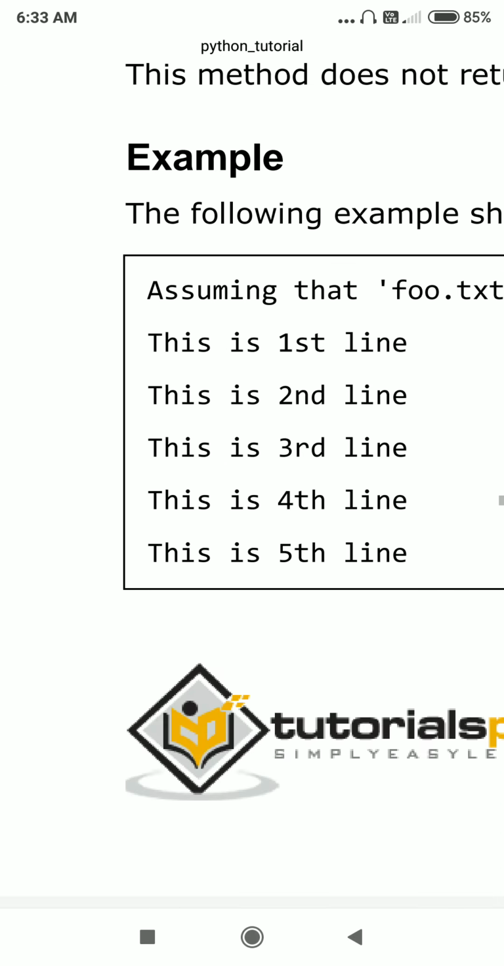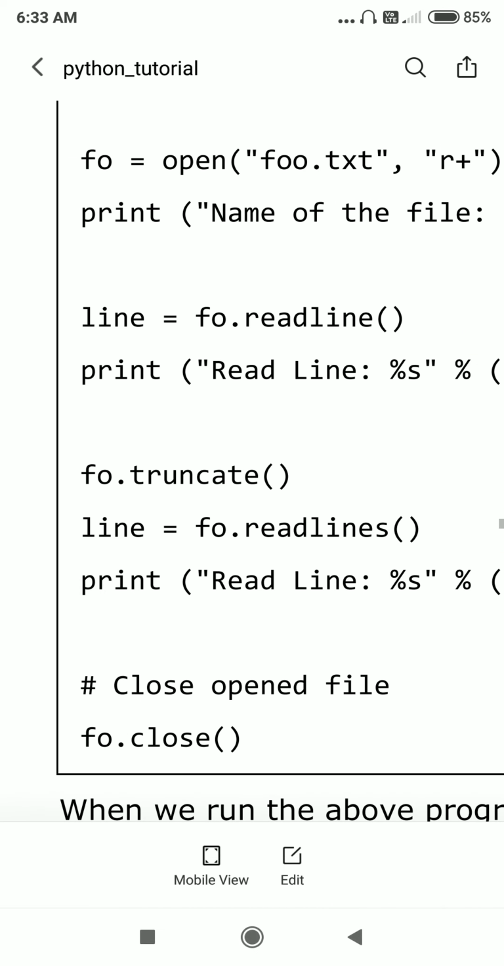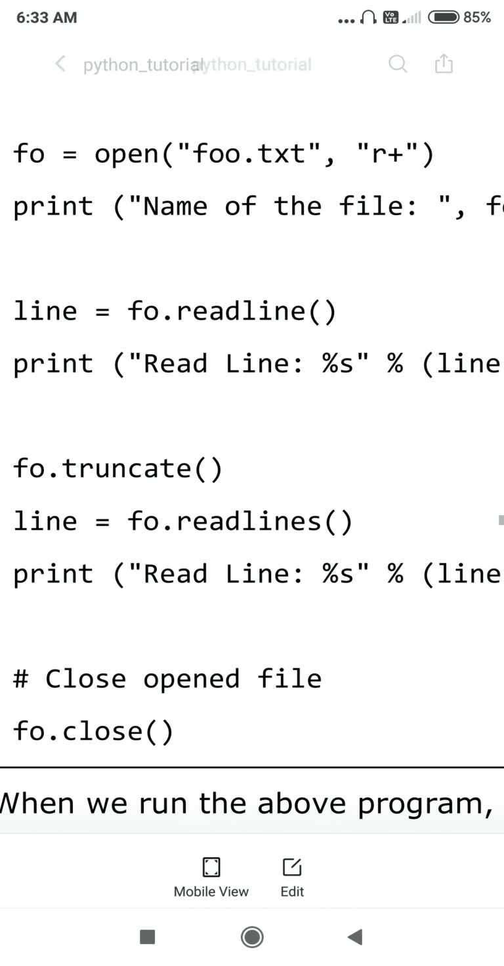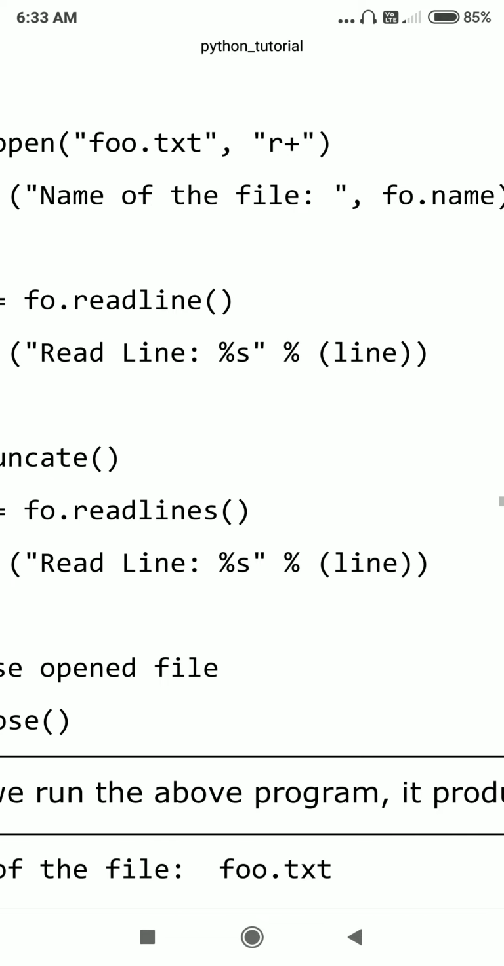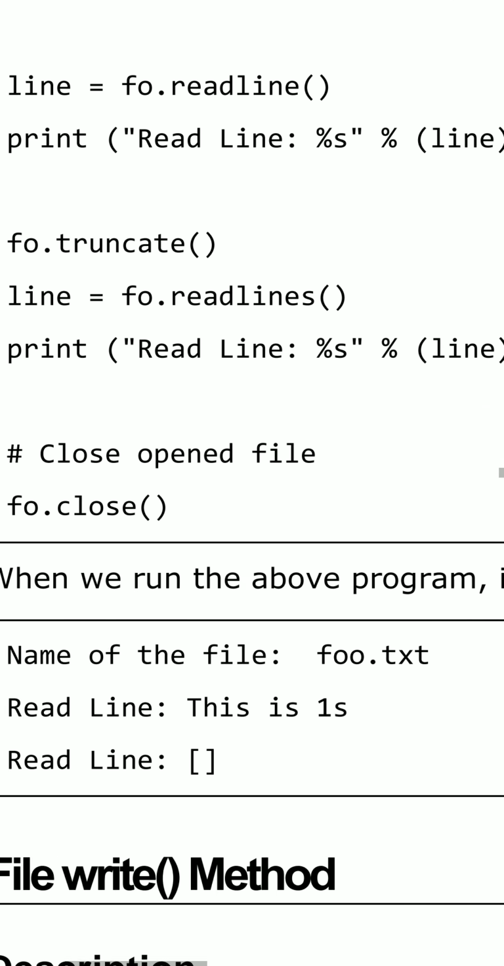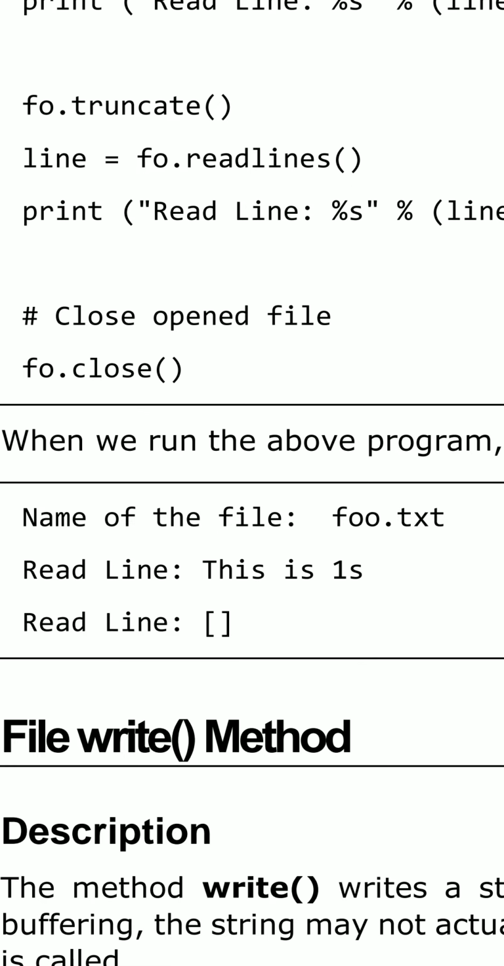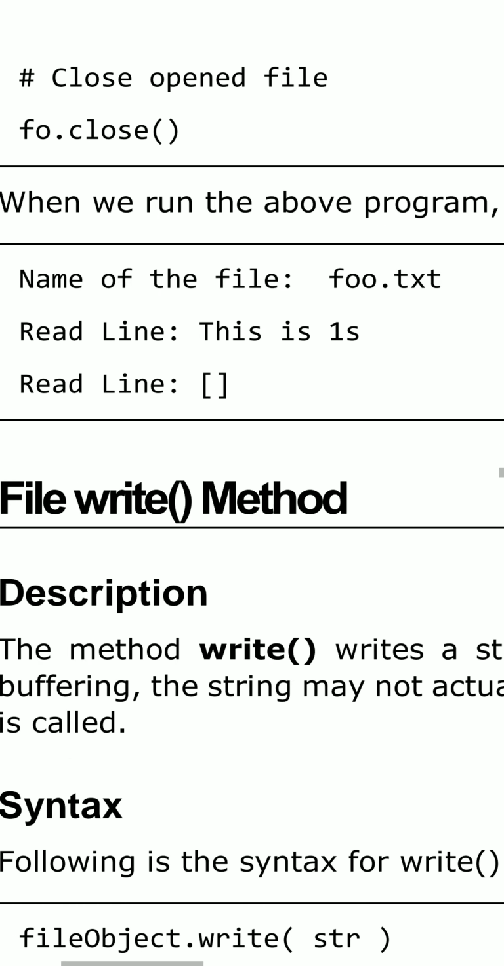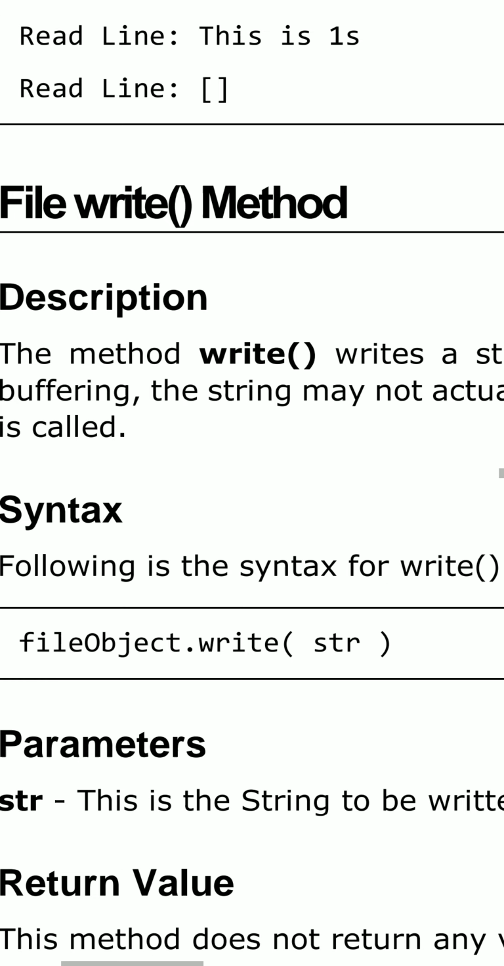Next one is the program. I have taken an open file in r plus mode, then printing the file name and then reading the number of lines and printing onto the output screen, then truncating, then the readlines method and printing, and then closing the same file. So that is the truncate method.